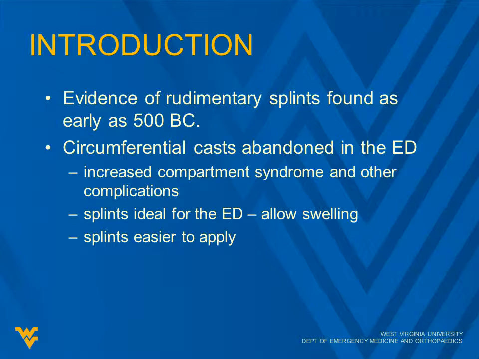So there was evidence of rudimentary splints as early as 500 BC. Now, we've really abandoned circumferential casts in the emergency department. They just have too many complications. They're too hard to apply, while splints are so much easier, and they allow for swelling as well, which we know in the acute setting is going to happen.